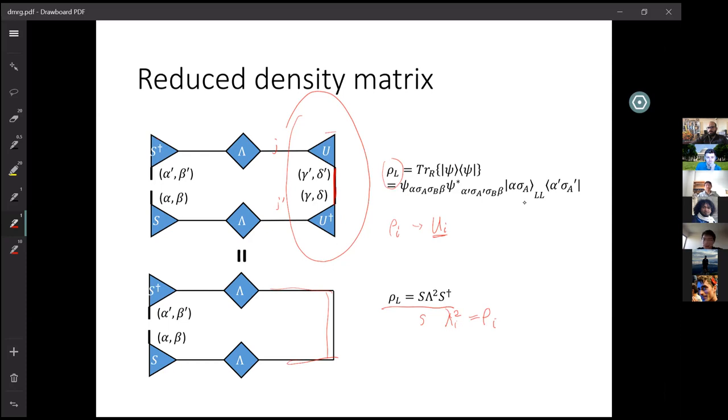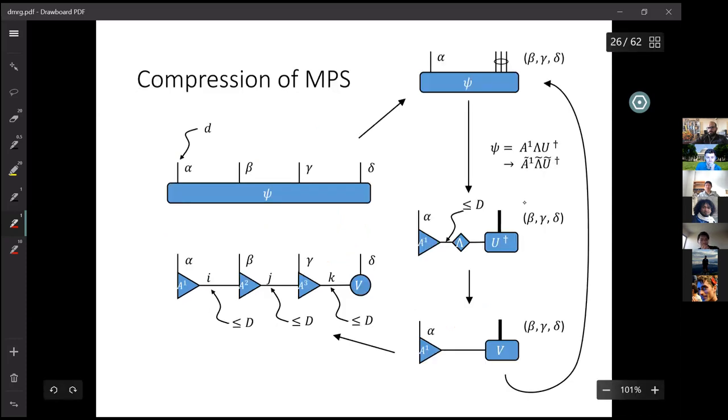Okay, so yeah, basically it's saying that when I do the SVD, I'm just doing the truncation process in the DMRG. Okay. So yeah. So here I will.